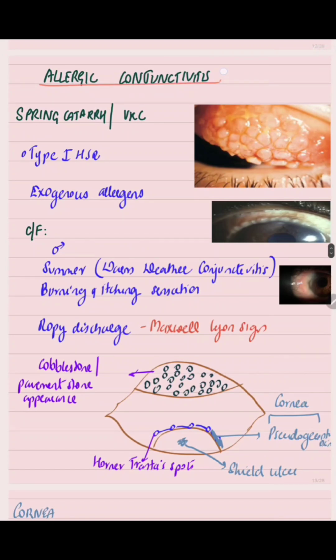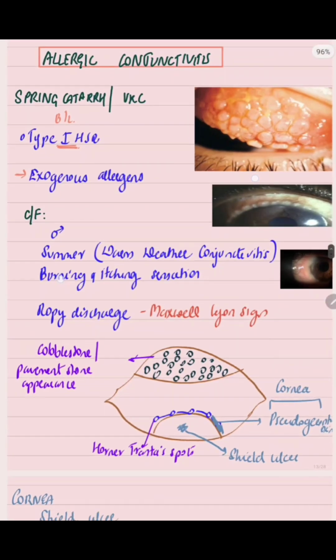Allergic conjunctivitis is also known as spring catarrh or vernal keratoconjunctivitis. It is a recurrent, bilateral, interstitial, self-limiting allergic inflammation of the conjunctiva with seasonal incidence. It is a type 1 hypersensitivity reaction to pollens and other exogenous allergens.